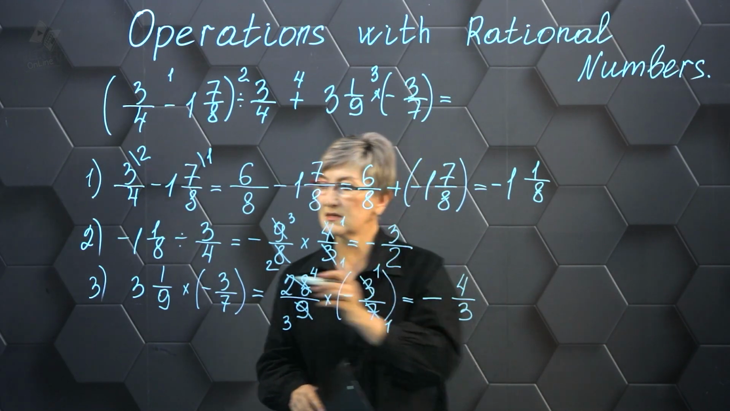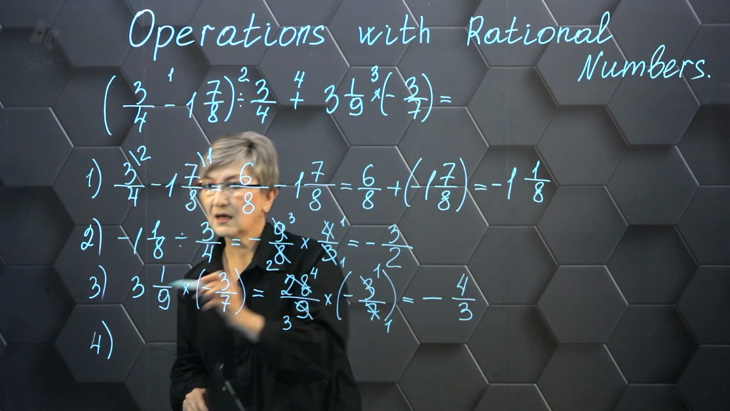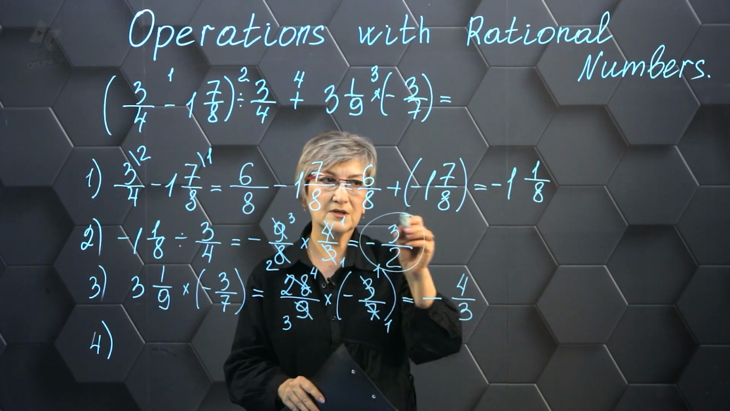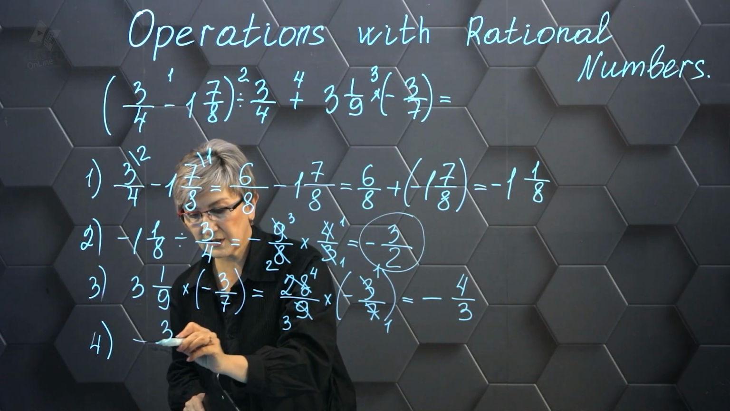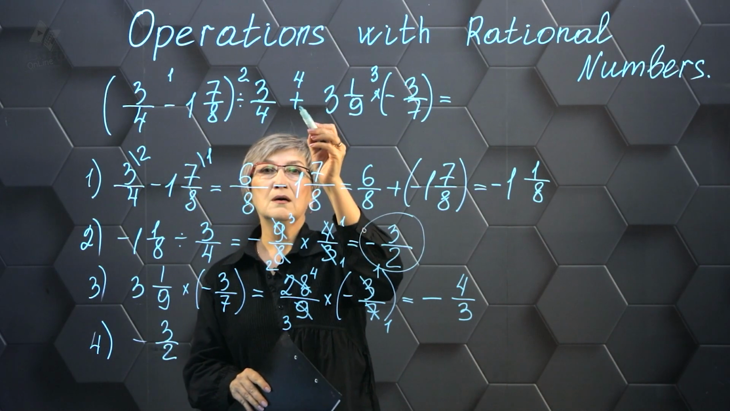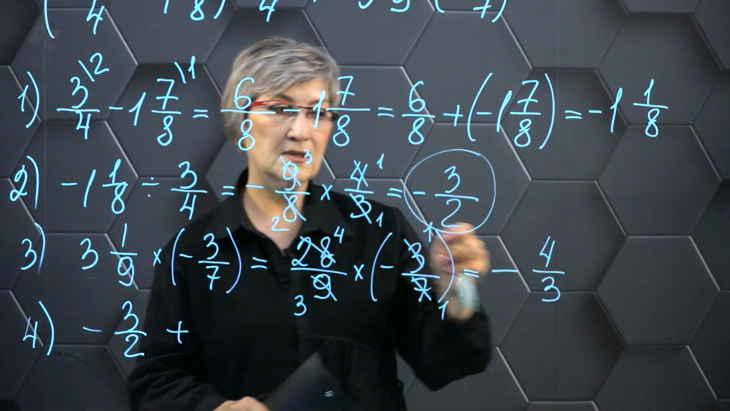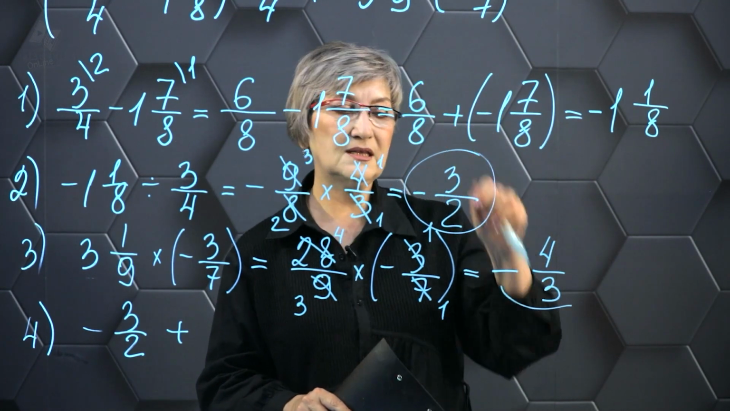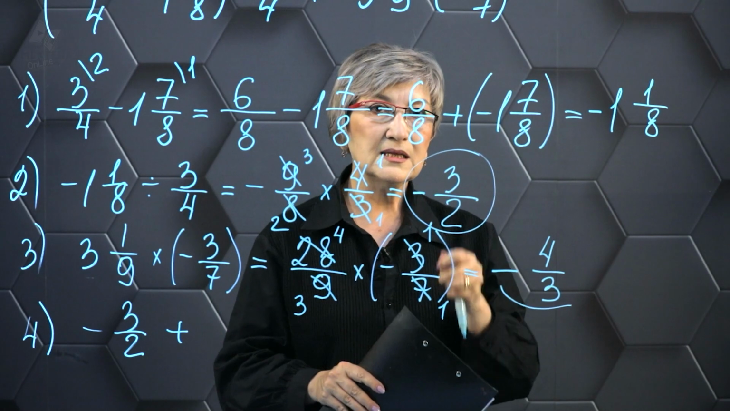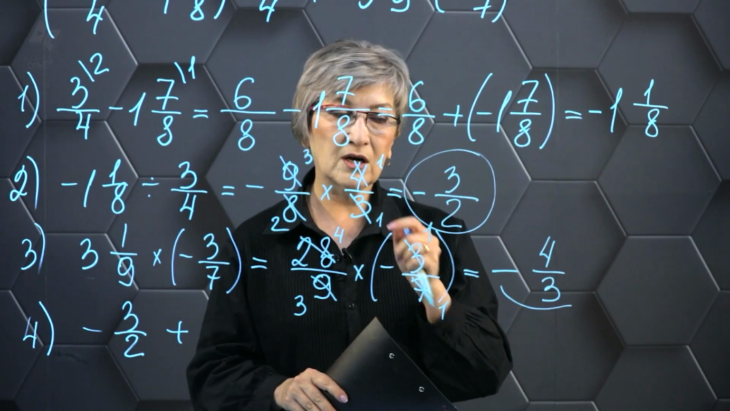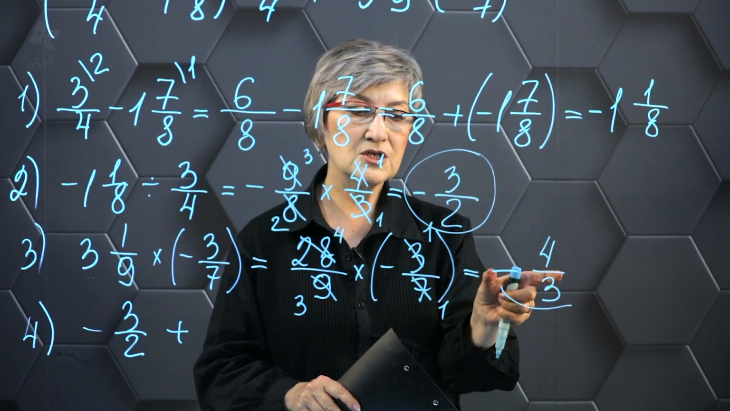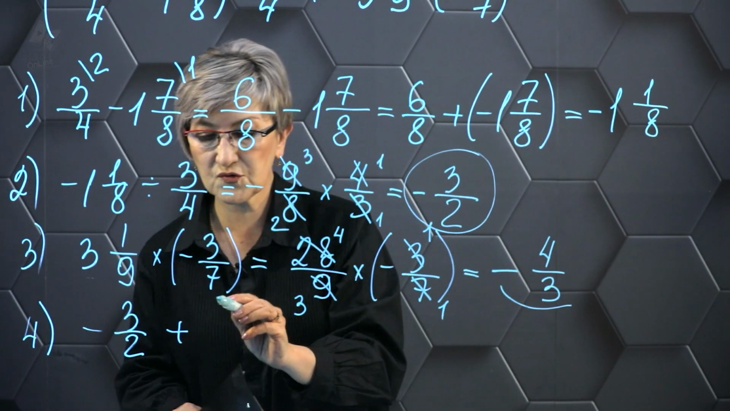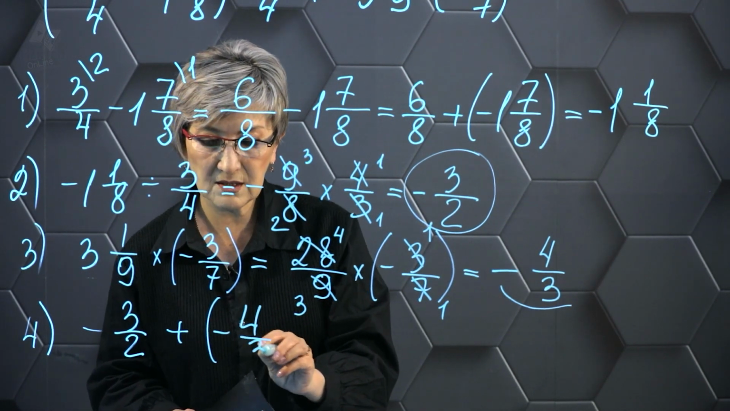And the last action, the fourth action. The result of the second action is the number minus 3/2. Let's write down minus 3/2 plus the number minus 4/3. That's the result of the third action. I have to remember that I have to add the number minus 4/3, so I'll write that number in parentheses, minus 4/3.